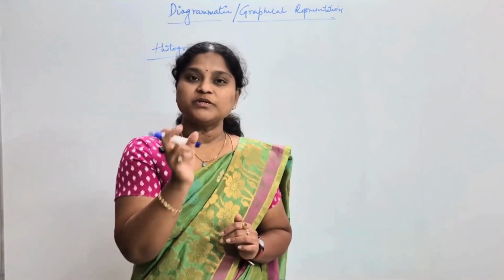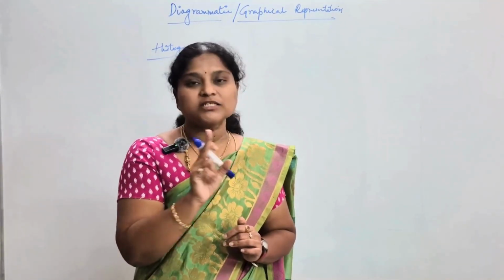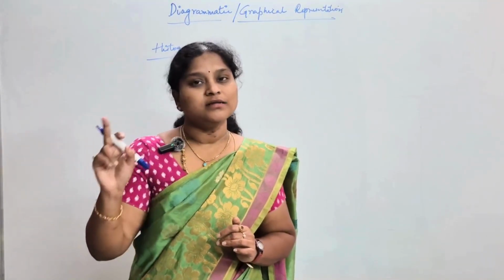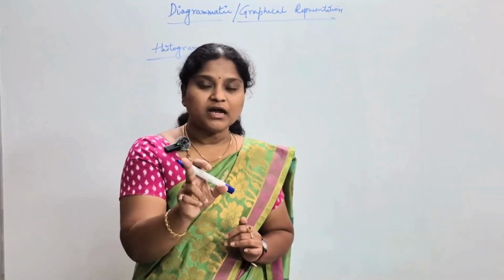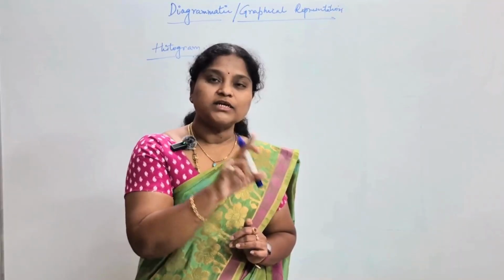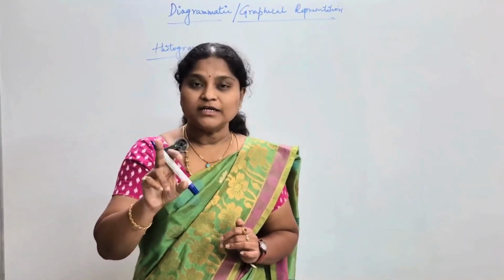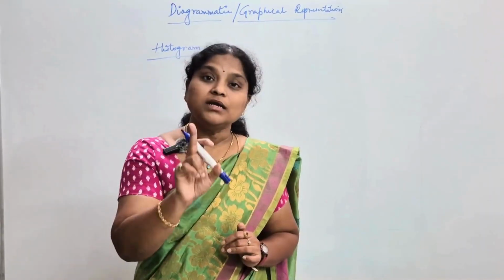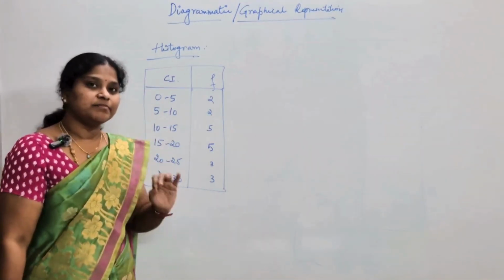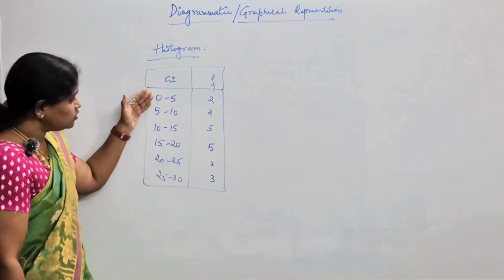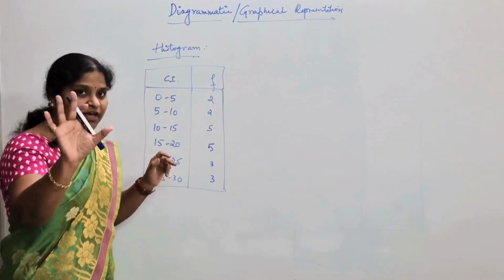The only difference between the bar graph and histogram is that in bar graph, there is a space between each bar and in histogram, there is no space between each bar. The bar graph is for either quantitative or qualitative data, whereas histogram is only for quantitative data, that too continuous quantitative data. Let us consider an example where the data is divided into 6 class intervals and the width of each class interval is 5 here.